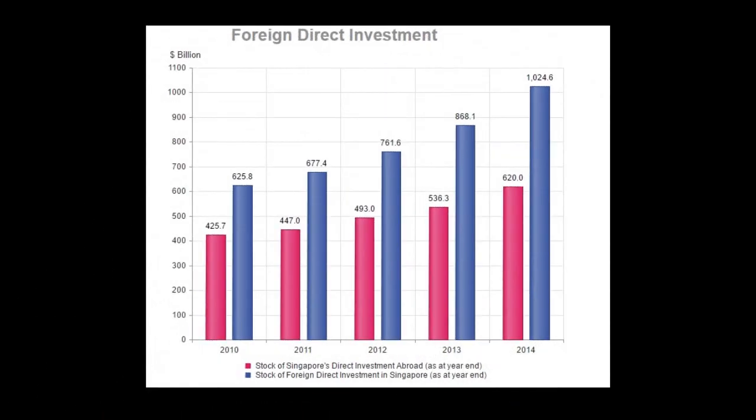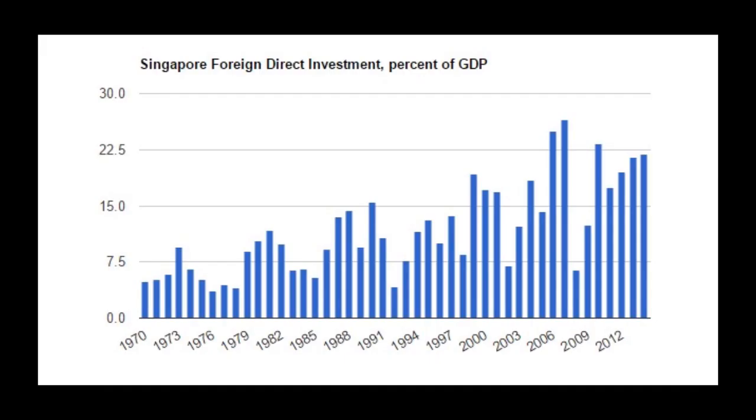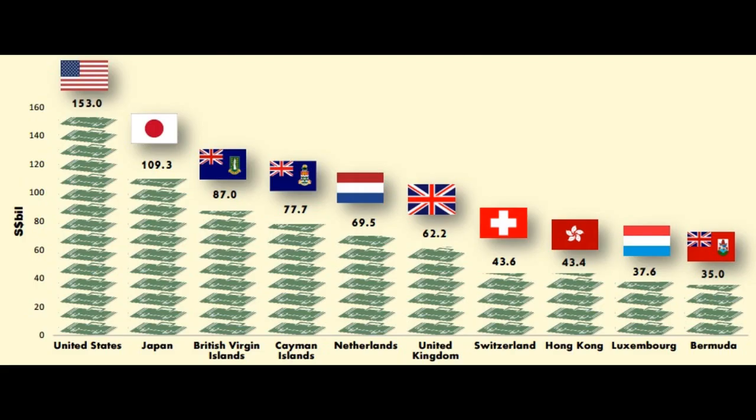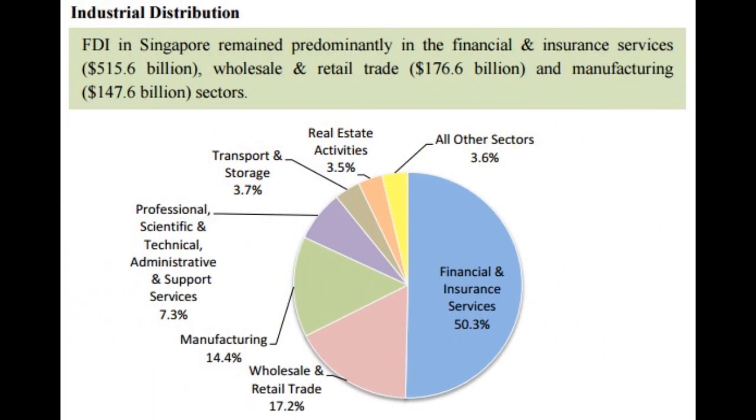In 2012, there was a fall in Singapore's FDI, but gains were made on the run-up to 2014. Looking at the data from 2014, we can see that Singapore has a high GDP growth of 3.9% despite having a small population and a lack of natural resources. The United States is a major investor in Singapore, followed by Japan, British Virgin Islands, and Cayman Islands. FDI in Singapore remains predominantly in the financial and insurance services sector, standing at 515.6 billion.